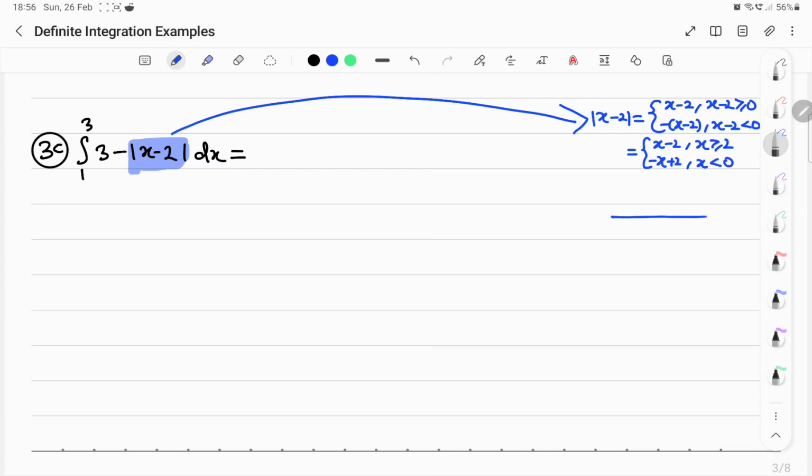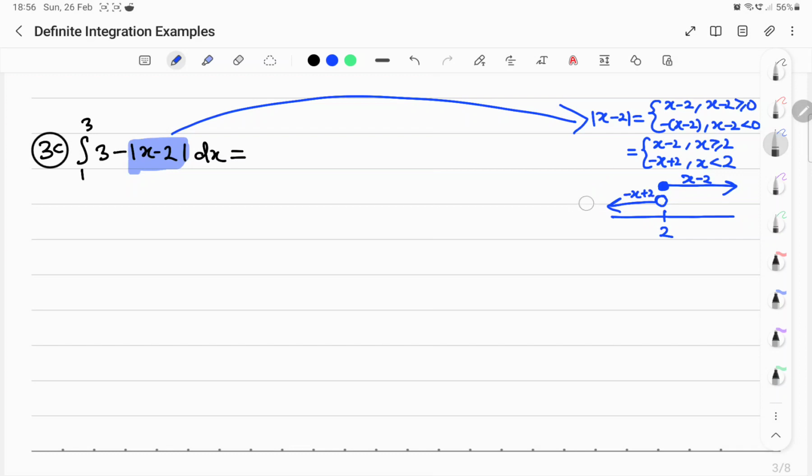Now we can represent everything with a number line, with a 2 over here. Then we represent the first interval with a dense circle with an arrow to the right, which belongs to x minus 2. And the second one, we represent it over here with an open circle with an arrow to the left, which belongs to minus x plus 2.